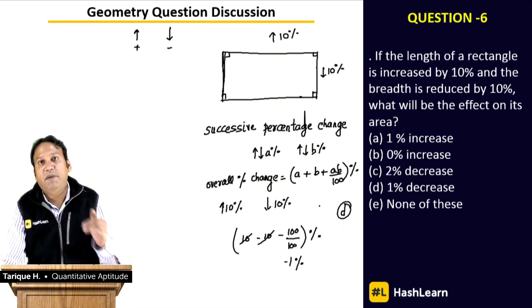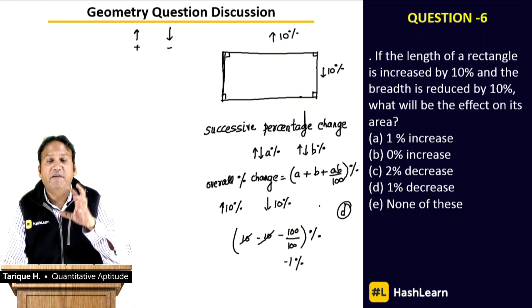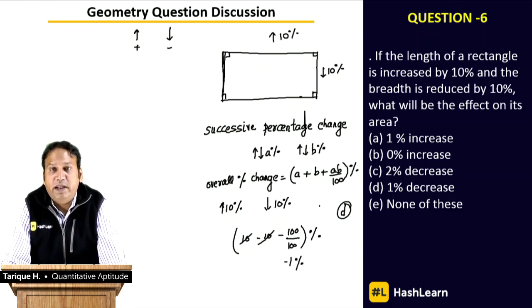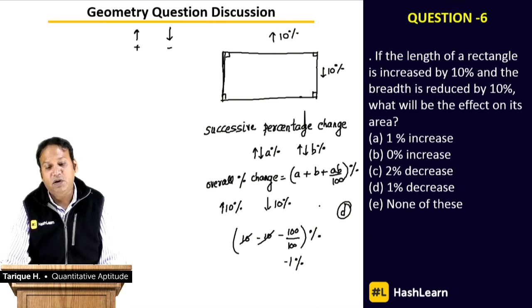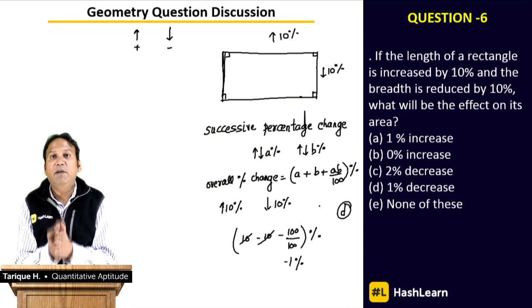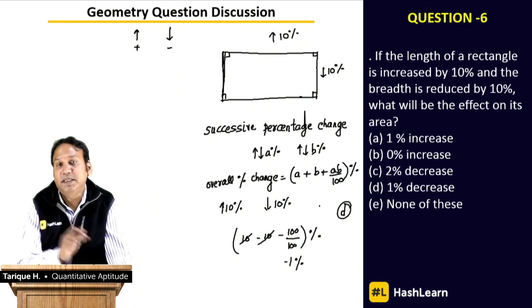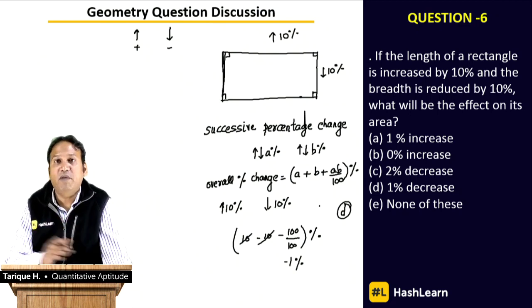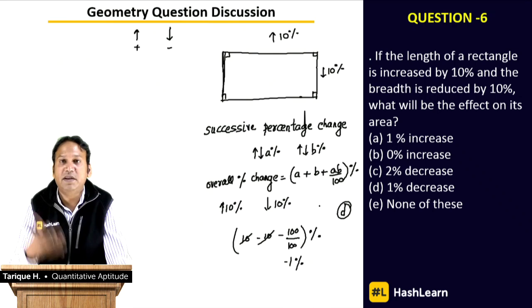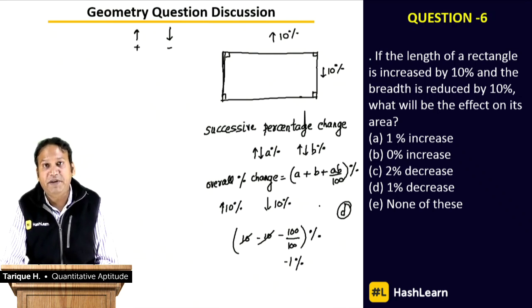The length is increased by 10% and the breadth is reduced by 10%. The net effect on the area is that the area will decrease by 1%, and we are using this direct shortcut formula of A plus B plus A into B by 100% for solving question number 6. And this question of successive percentage change has application in a wide number of questions, various types of questions from different topics of mathematics. Let's move on to question number 7 and see what we have for you in question number 7.